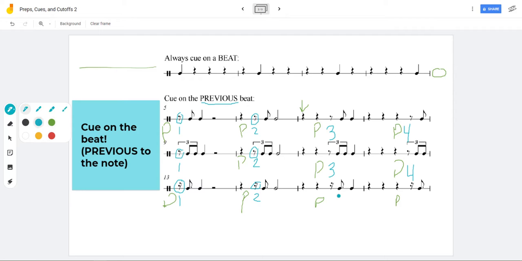By the way, this is score study, right? Where I'm writing this in advance. This is not cheating. This is what you should do in your score. Okay. We'll go on to the triplet entrance.